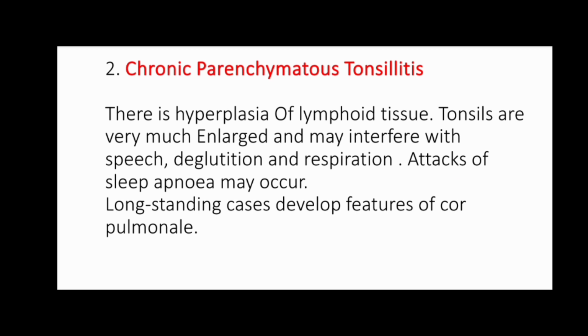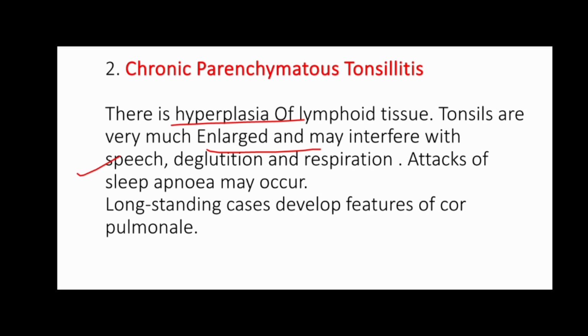And next is chronic parenchymatous tonsillitis. There is a hyperplasia of lymphoid tissue. Hyperplasia means an increased number of cells. Tonsils are very much enlarged and may interfere with speech, deglutition, and respiration. That means here chronic parenchymatous is hyperplasia of the lymphoid tissue, so there is an enlargement of the tonsil.